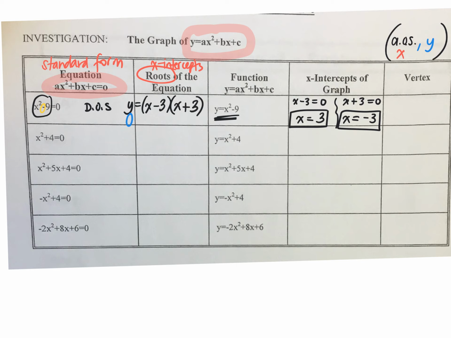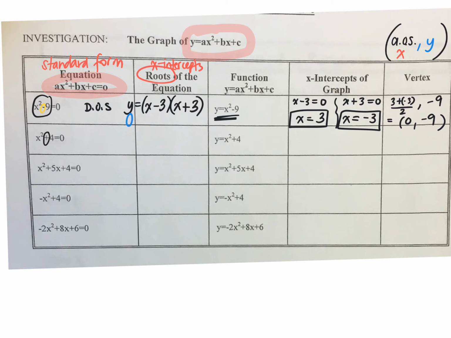So let's find the axis of symmetry. Okay, so 3 plus negative 3 divided by 2. 3 plus negative 3 is 0. 0 divided by 2 is 0. That's the x coordinate of the vertex. And we can use 0 and plug it in for x and solve for y. So y is equal to x squared minus 9. So 0 squared take away 9 is negative 9.